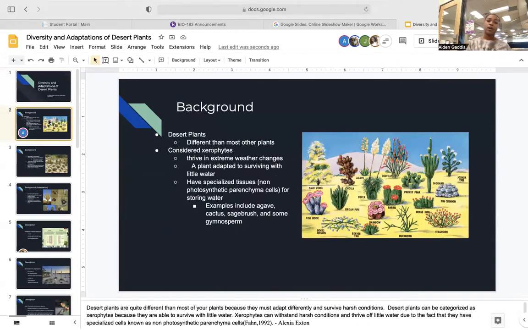So beginning with the background, desert plants differ from a lot of other plants because they are considered xerophytes. This means that they thrive in extremely dry weather conditions, and these plants adapt to surviving with little water. In addition, these plants have specialized tissues known as non-photosynthetic parenchyma cells for storing water. Examples of desert plants include agave, cactus, sagebrush, and some gymnosperms.